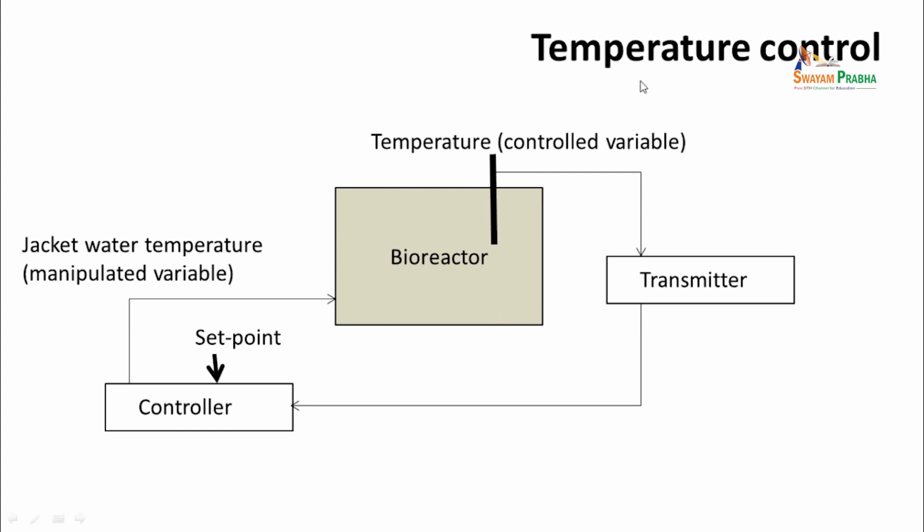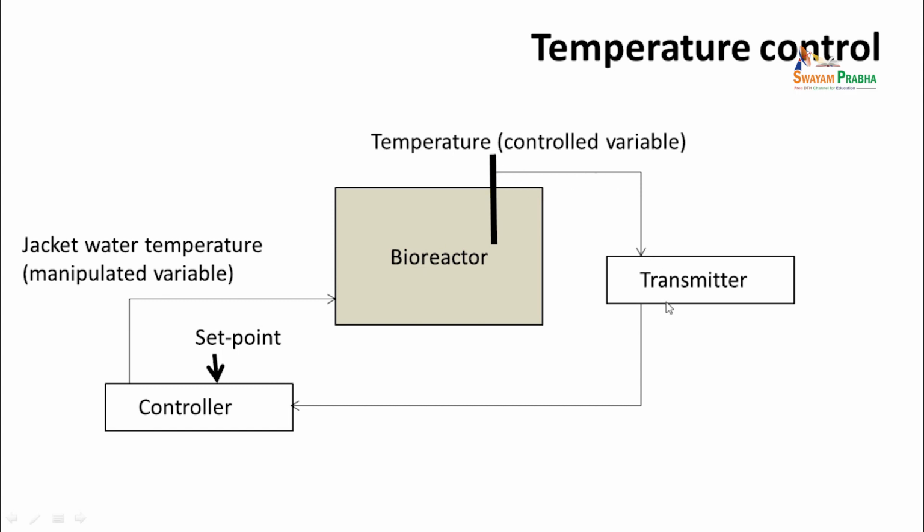Schematically, from a control point of view, the bioreactor is shown here. The temperature is measured through an RTD device, a resistance temperature device, and this is measured and controlled. Therefore, this is the control variable. Temperature is the control variable.